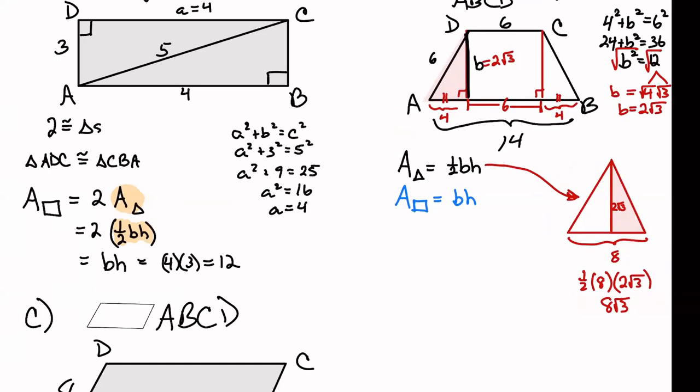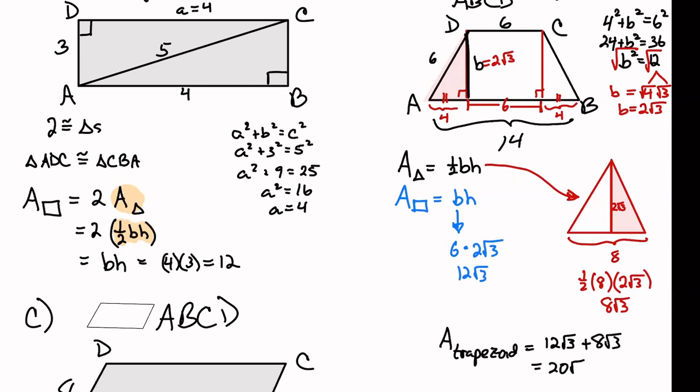And then the base times the height, I got a base here of 6, a height of 2 radical 3. Base of 6, height of 2 radical 3 is going to give me 12 radical 3. I could just add them together. Right? So the area of the trapezoid would be 12 radical 3 plus 8 radical 3, which will give you 20 radical 3. So you can do it that way.